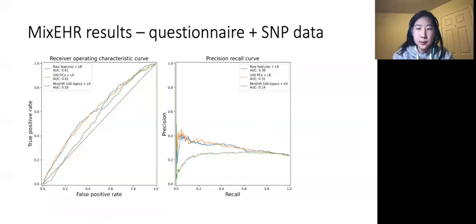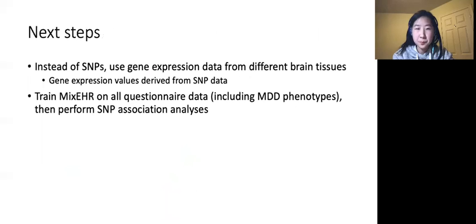We next tried to jointly model the questionnaire data and the SNP data. Here, the MiCM results are worse than if we use just the raw features or if we use PCA. We think this might be because we have too many SNPs. We had about 100,000 SNPs after quality control and pruning, and we only had about 400 questionnaire variables. So there's an imbalance between our two types of data.